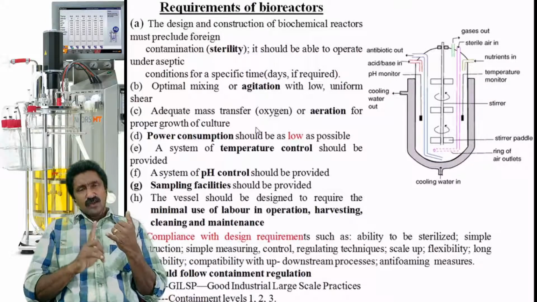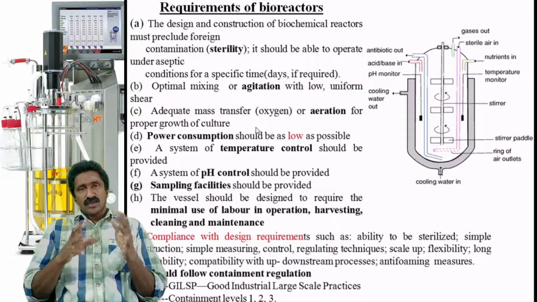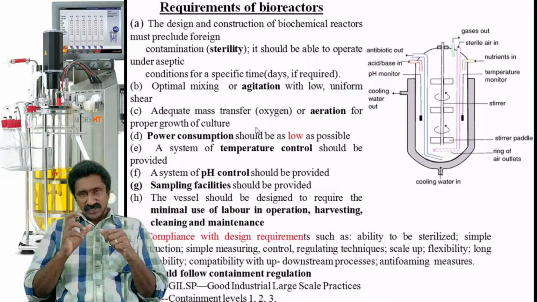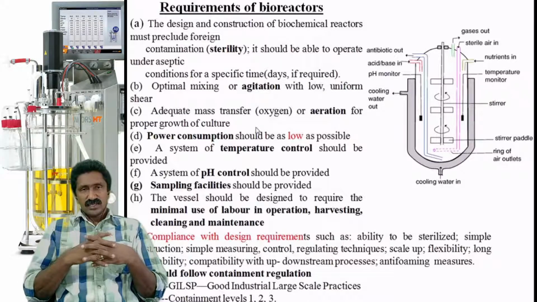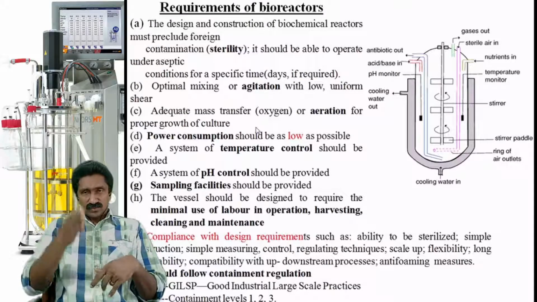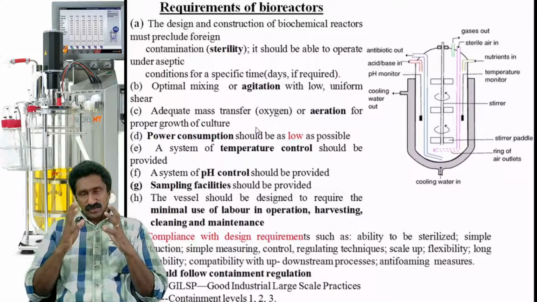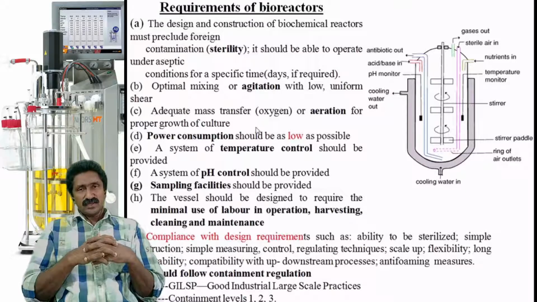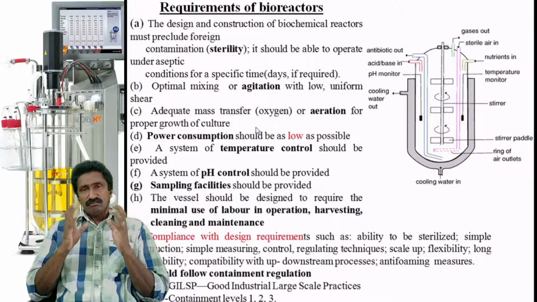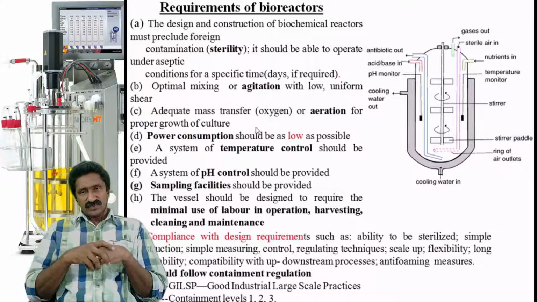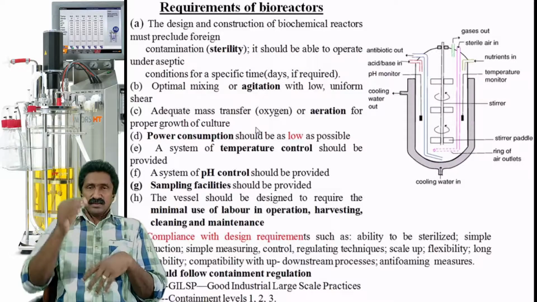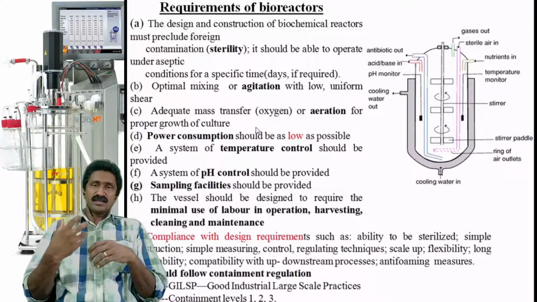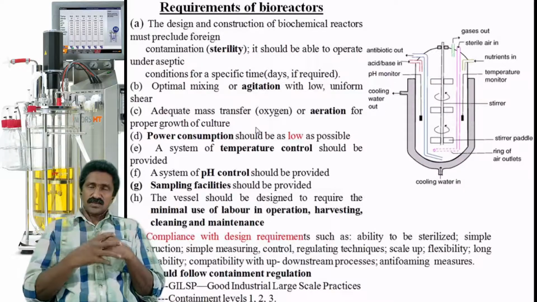Then optimal mixing or aeration with a low uniform shear is required. The mixing or agitation given in the reactor should not shear or break the cells. So a uniform shearing throughout the column, or uniform agitation, is required, and that optimal mixing is another criterion for a bioreactor. In a CSTR, as you know, there will be a stirrer at the center of the tank, and that stirrer will ensure proper mixing of the medium.